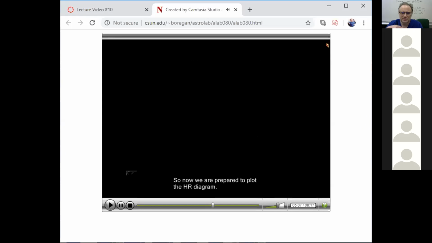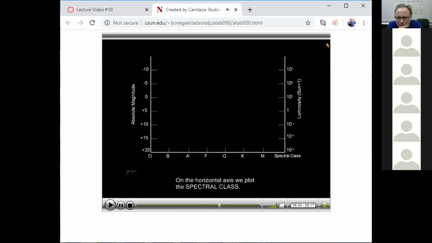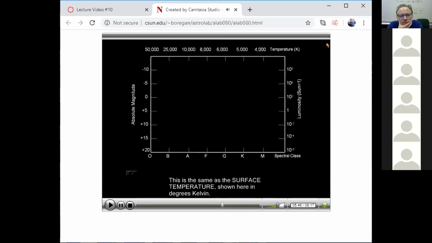So now we are prepared to plot the HR diagram. On the vertical scale, we plot absolute magnitude. Notice the more negative numbers, the brighter stars, are placed at the top. On the same axis, we could also talk about luminosity. The two are equivalent. On the horizontal axis, we plot the spectral class. We place the hotter stars to the left, the cooler ones to the right. This is the same as the surface temperature, shown here in degrees Kelvin.